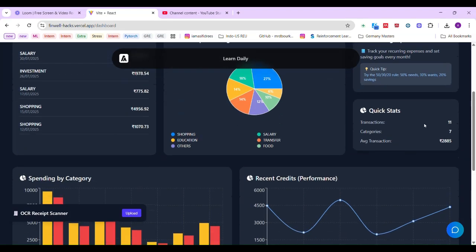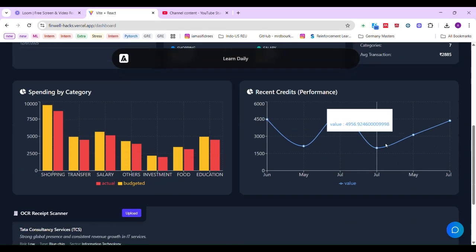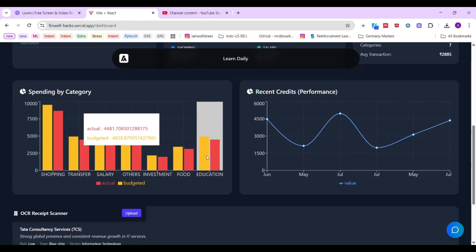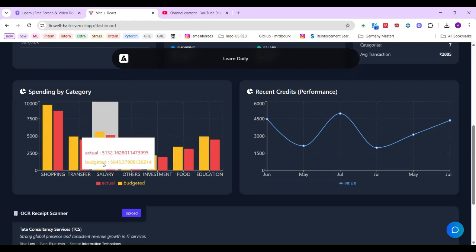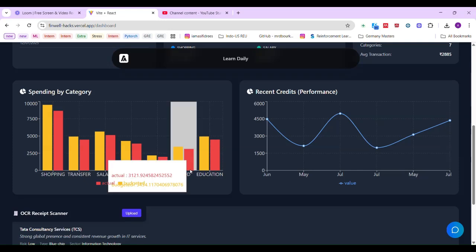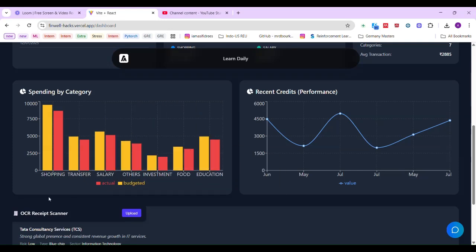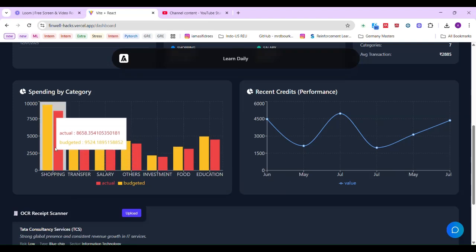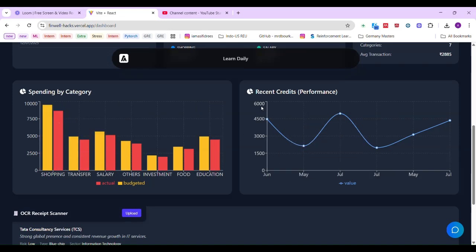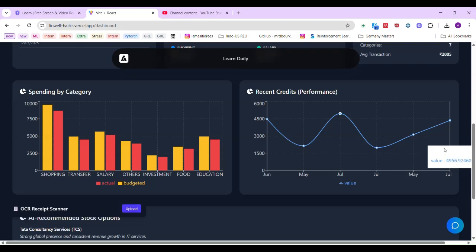This is a quick stat: the number of transactions made by this account, the category types of transactions, that is the categories, and the average transaction rate. This is another visualization of the data. This is the amount spent across the different categories of that account. It helps the user understand where they are spending the most, and if they can cut back on shopping, they can save a lot of money. This is the recent credits for that person, divided per month, for example May, June, July.